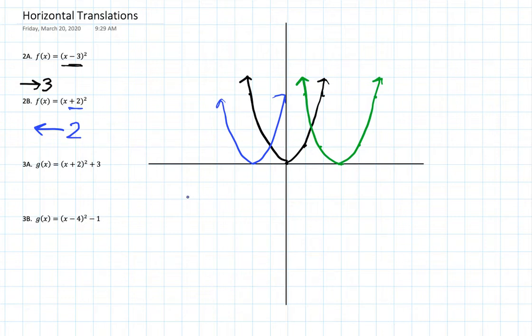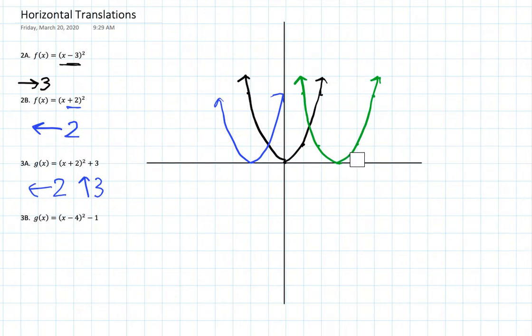When I combine a couple of these, so these next two examples, I'm combining the vertical shifts and the horizontal shifts. So this one here, it's going to be left 2 and up 3. I'm going to erase some of this, maybe.